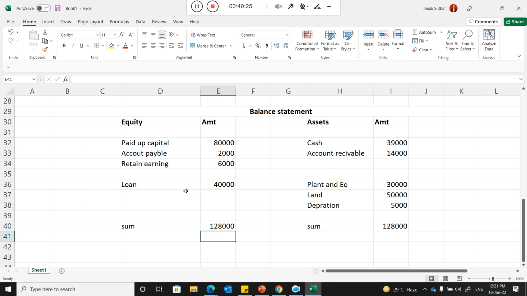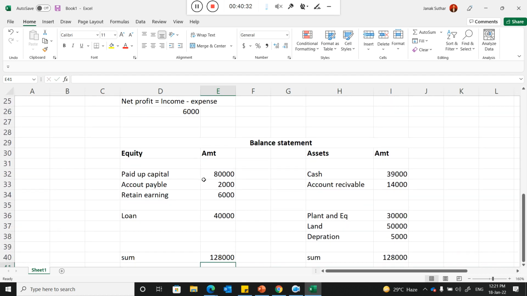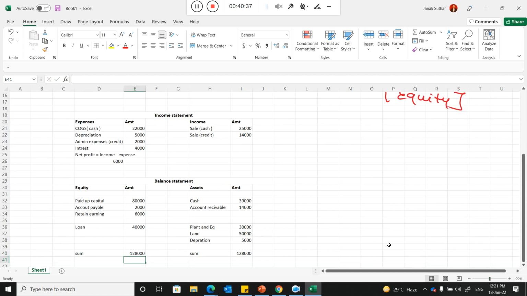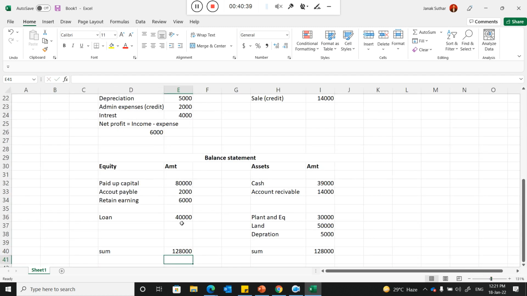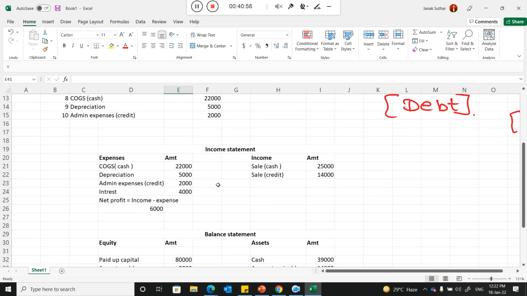Here the example is very small, so you can easily do it. So how to make this income statement and the balance statement? Is there any doubt, class? Then please tell me. The simple thing: if I assume that I start one company, there is the 80,000 I have, that is nothing but the equity. I took the loan, that is the debt of the company, 40,000. How I invested that, all I mention here. On the basis of that you can make the income statement and the balance statement.